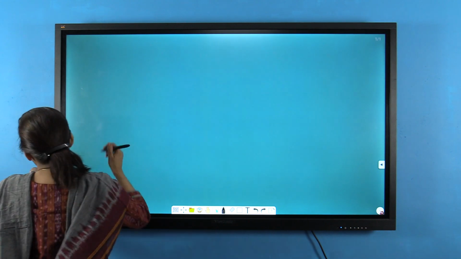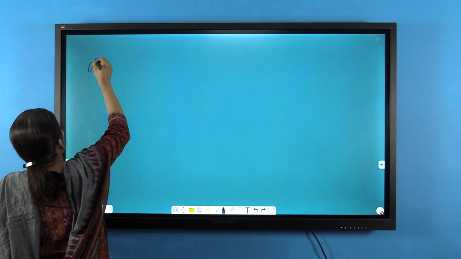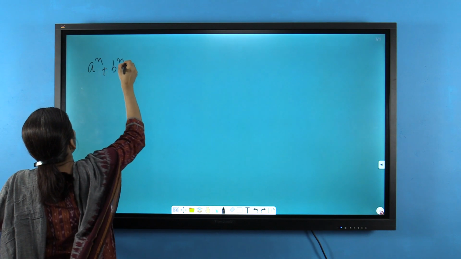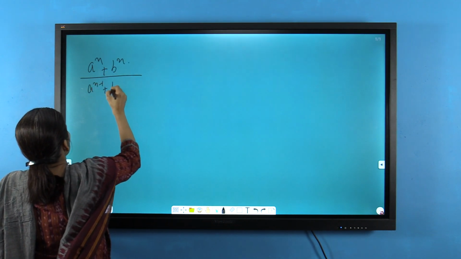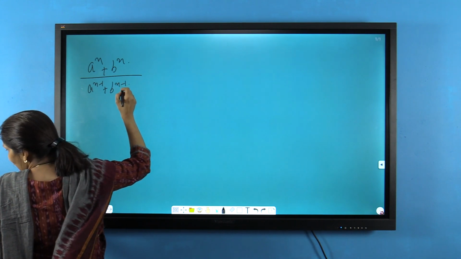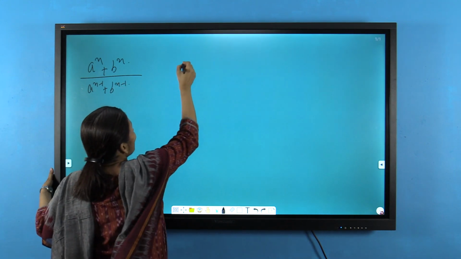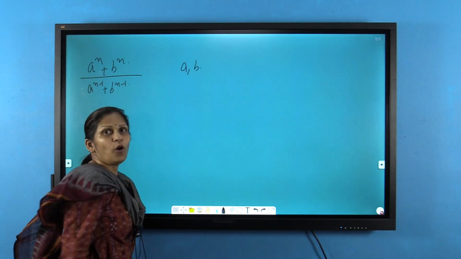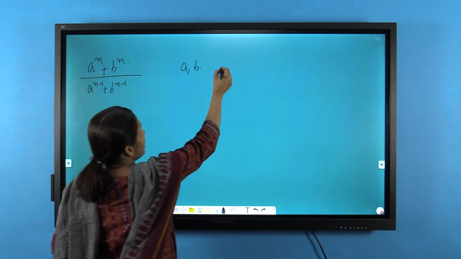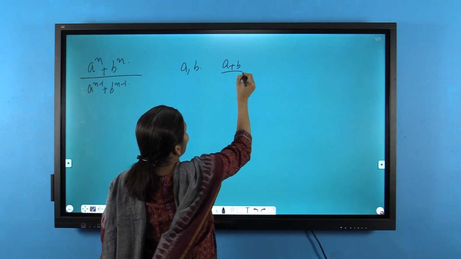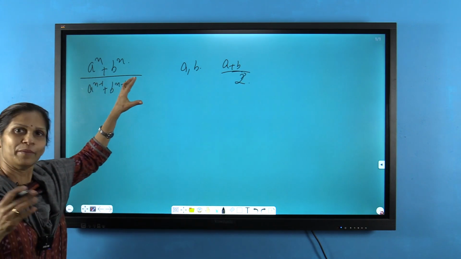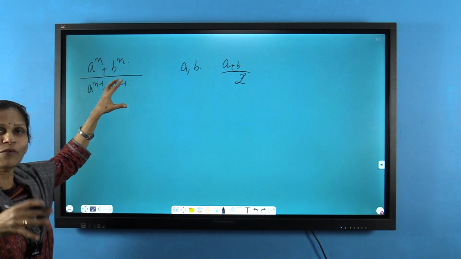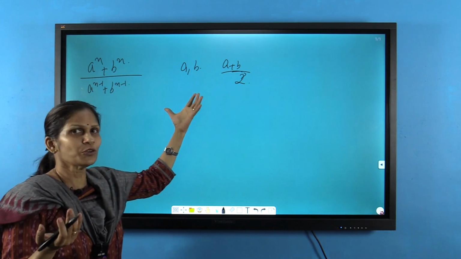Now, find n if a raised to n plus b raised to n divided by a raised to n plus 1 plus b raised to n plus 1 is the arithmetic mean of a and b. What is the arithmetic mean of a and b? Isn't it a plus b by 2? There are actually straightforward ways of doing it, but for entrance you do not need that.